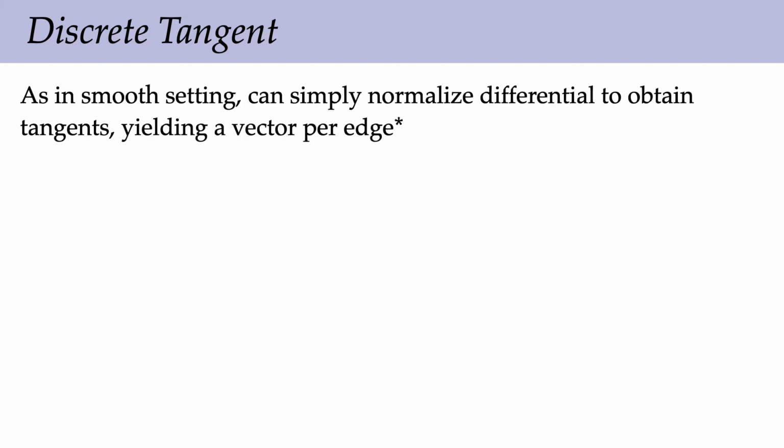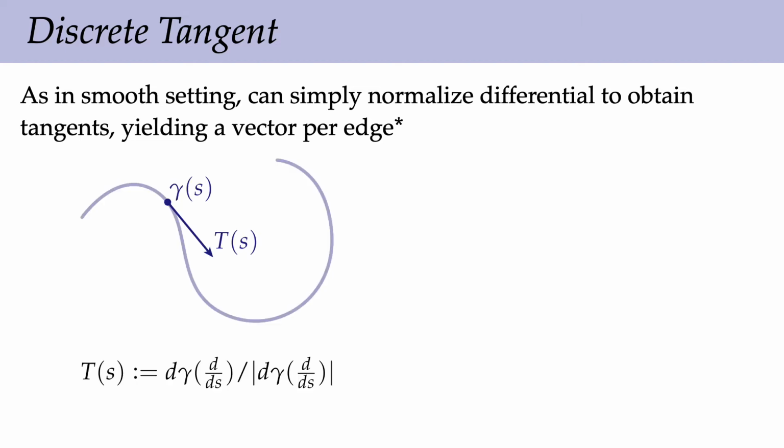We also said in the smooth setting that when we talk about the tangent, we're really going to talk about the unit tangent, right? So we can more or less normalize the differential to obtain the tangents. On a smooth curve, we might say the unit tangent T of S is what we get by taking a unit vector along the interval 0 to L, pushing it forward by the differential, giving us a vector in three-dimensional space, and then normalizing that to get a unit vector.